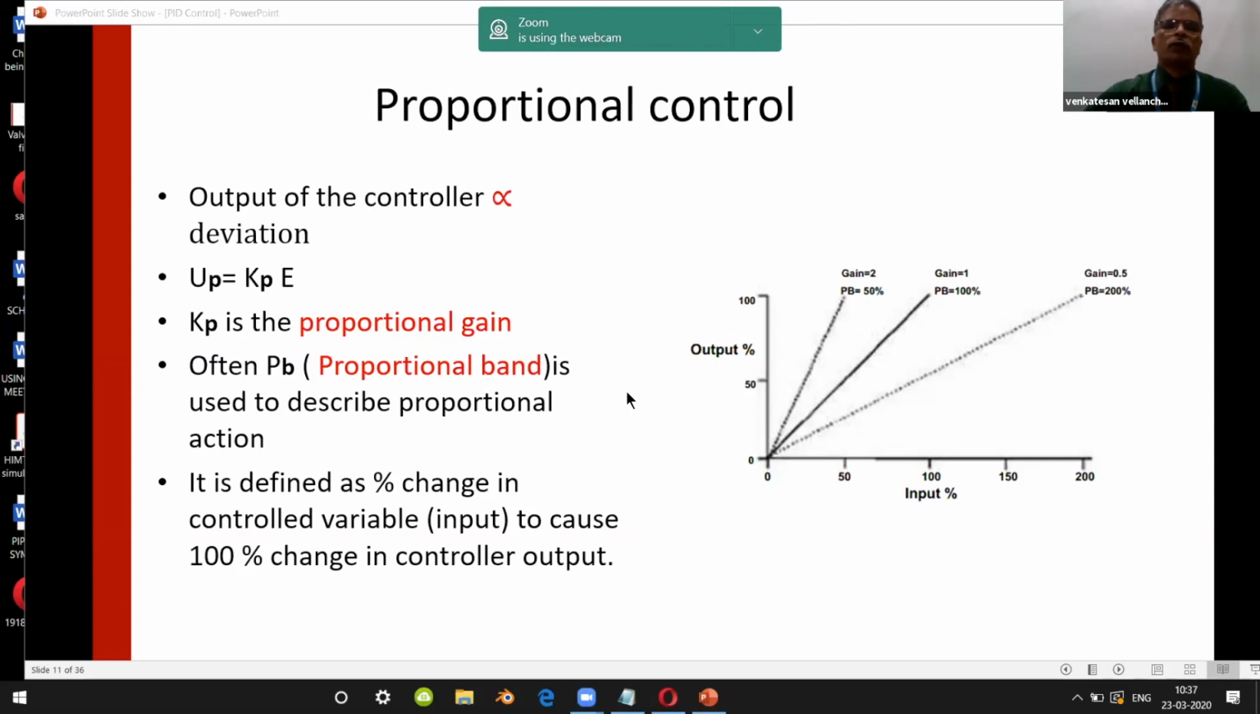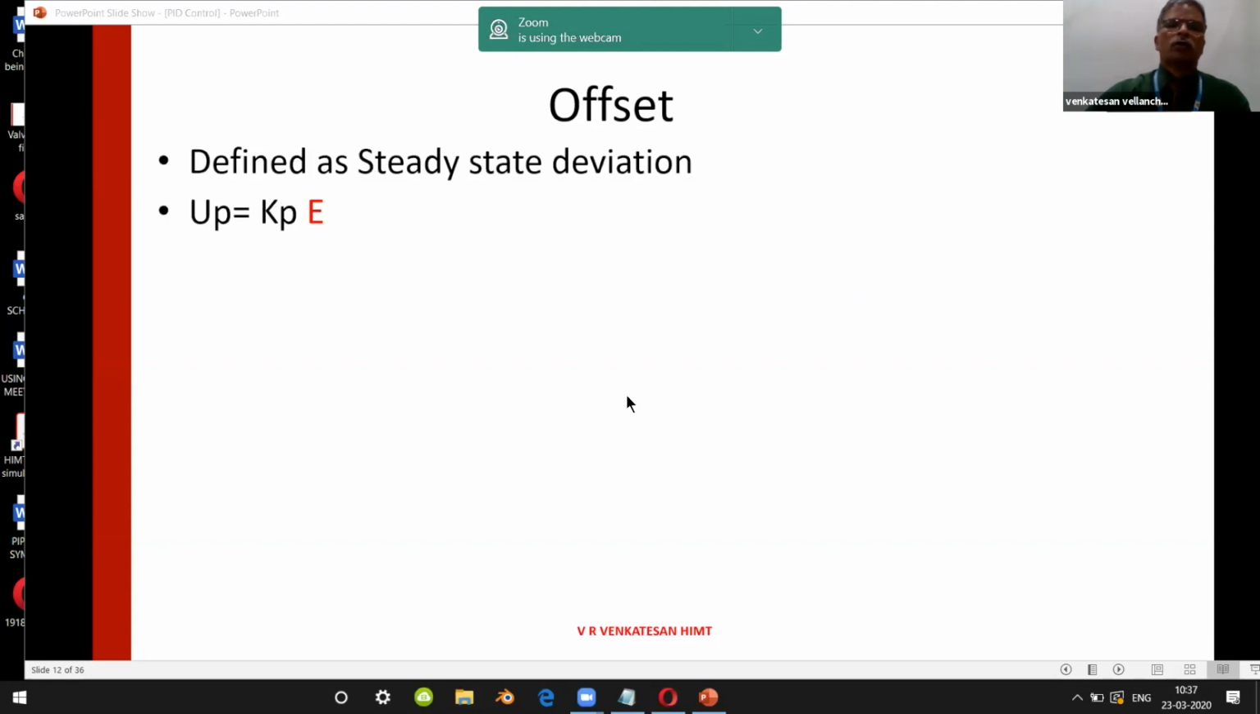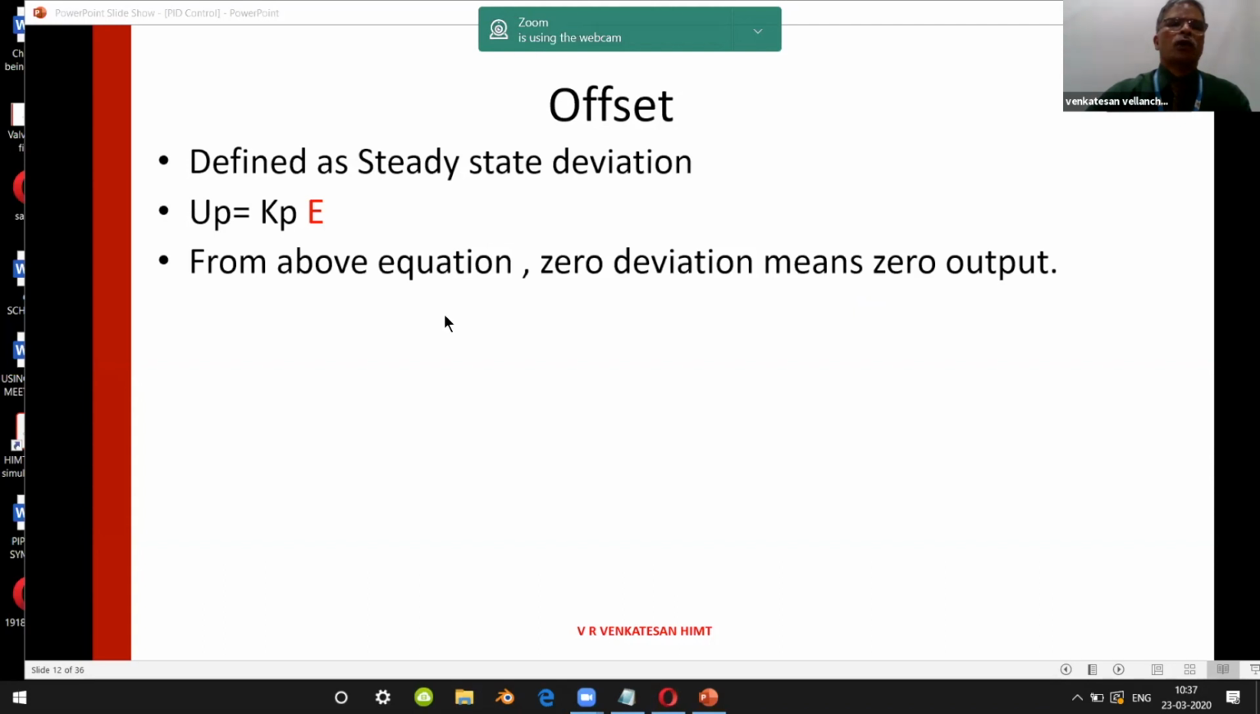And the other way around, if gain is reduced, it means the band is more. One of the principles of, or issues with, proportional control is there will always be something called an offset. Offset is defined as a steady state deviation. And when you look at the equation of proportional control, it makes it clear.